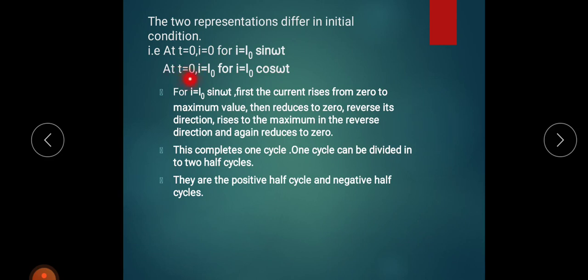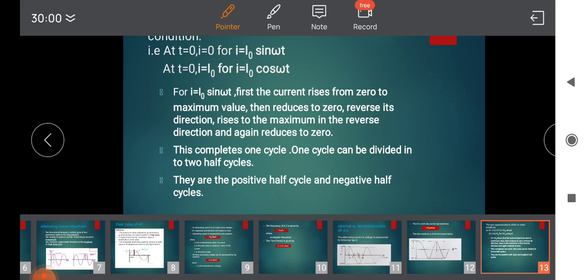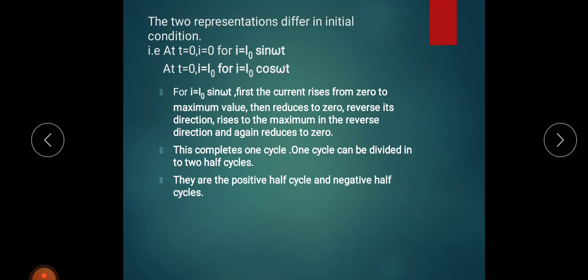Next, in the equation I is equal to I naught cos omega t, we put the value t is equal to 0. So omega t becomes 0, and cos 0. We know the value of cos 0 is equal to 1. So the instantaneous value of current is equal to the peak value of the alternating current.